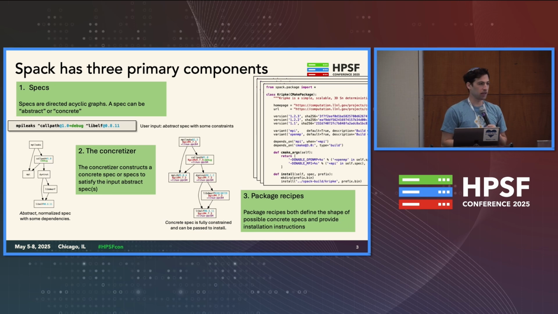The second major piece of Spack, the concretizer, is the algorithm that takes an abstract spec and gives you the concrete spec. And then the third primary component of Spack is the package recipes. The package recipes provide both the shape of what a valid concrete spec could be, and also the templated build instructions. So given a concrete spec, how do I install this? That's Spack in a nutshell, so you can understand updates about the project.